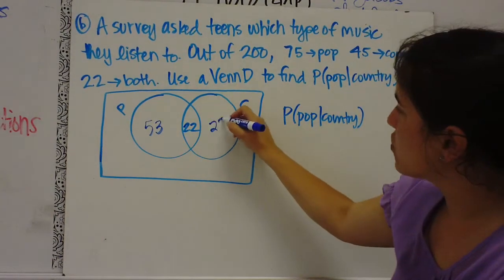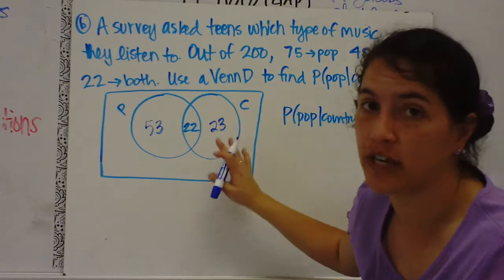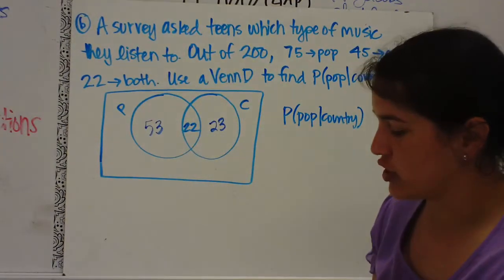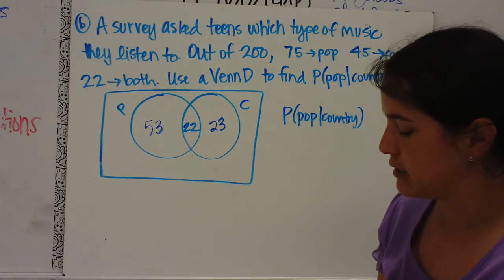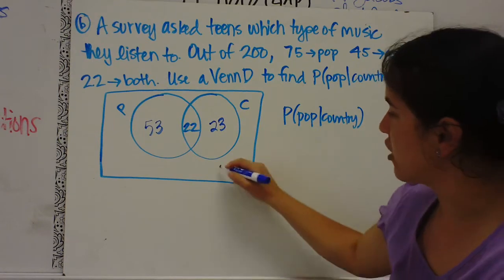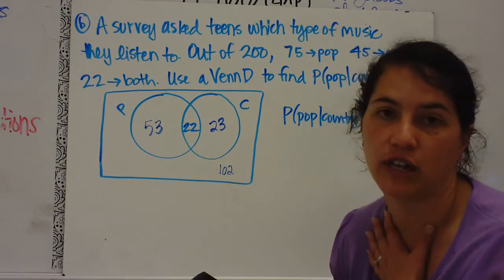So 53 picked only pop, and 23 picked only country. 22 picked both. Now we know that there are 200. So 200 minus all of these means there are 122 students that must have picked another type of music, not included in pop and country.